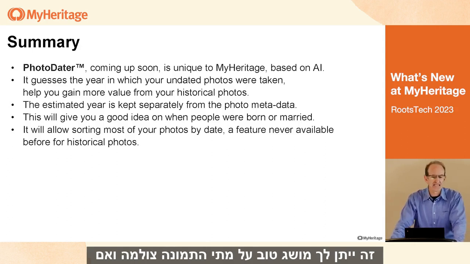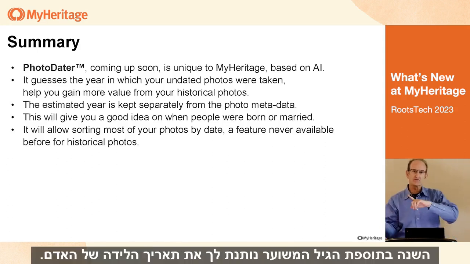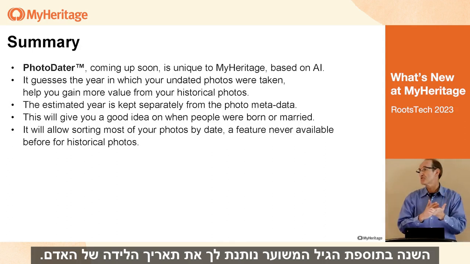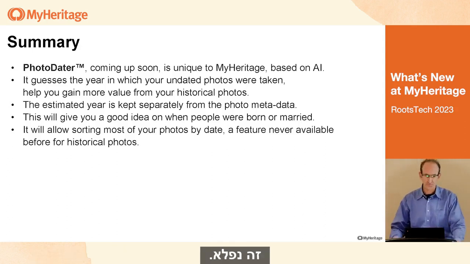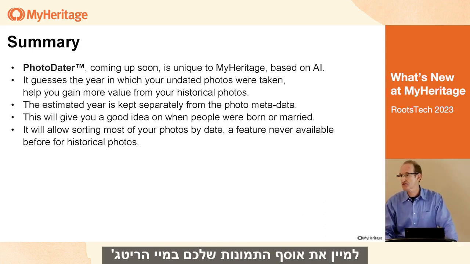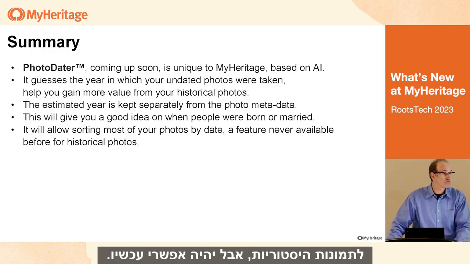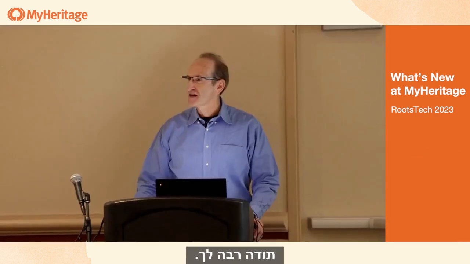It will give you a good idea on when the photo was taken. And if the photo has a child, and you can see that the child looks like they're 5 years old, the year plus the estimated age gives you a birth date of the person. It's wonderful. My dream is to allow you to sort your collection of photos on MyHeritage chronologically by year, which is something impossible today for historical photos, but will be possible now. That would be awesome. Thank you so much.